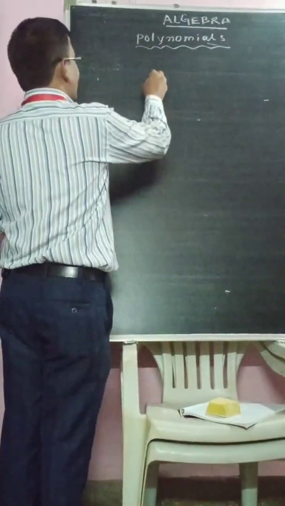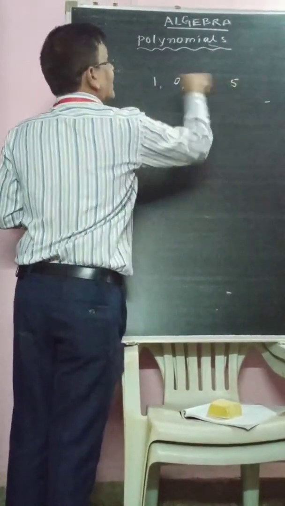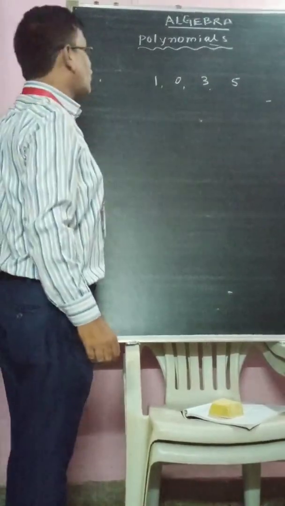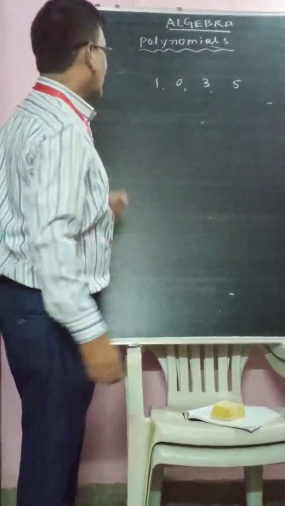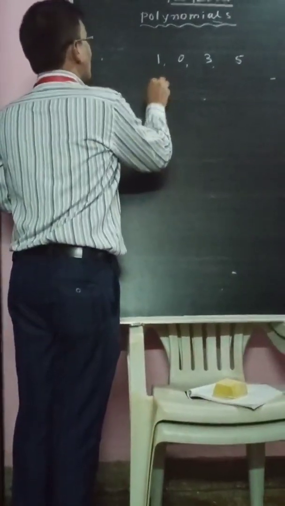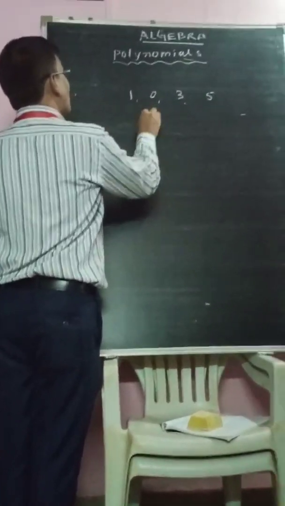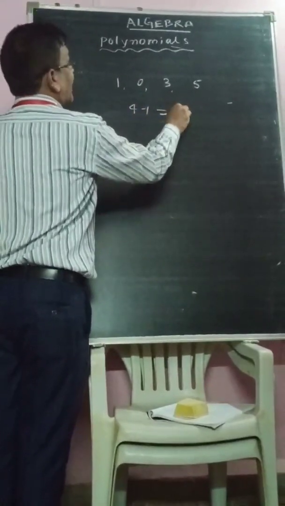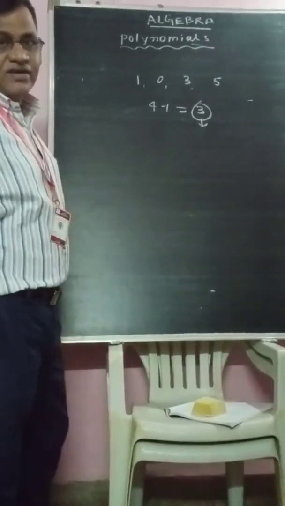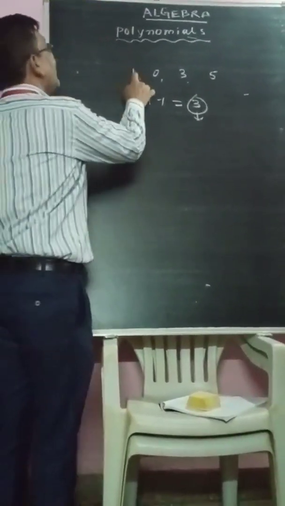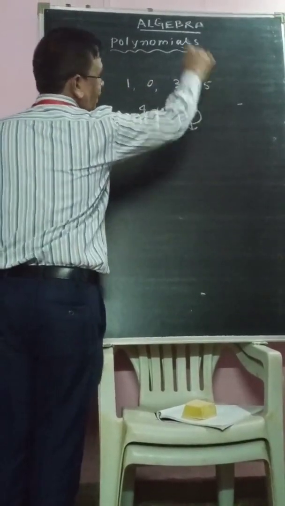If the coefficient form is given as 1, 0, 3, 5. This is the given coefficient form. Now here the total terms shown are 1, 2, 3, 4 terms. It means 4 minus 1, which is 3. Your highest power is 3. So first you have to write down power 3, power 2, power 1, power 0.